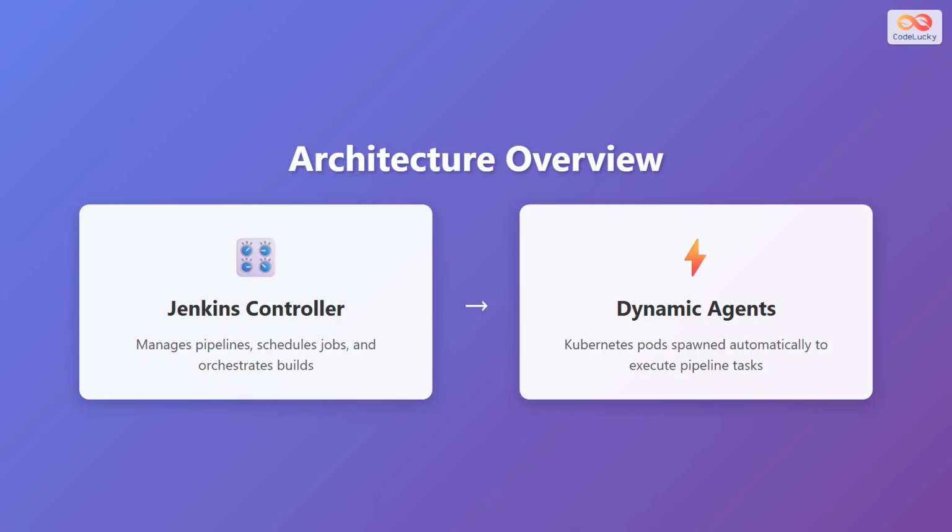The architecture of Jenkins on Kubernetes consists of two main components. The Jenkins controller is the master node that manages your pipelines, schedules build jobs, maintains configuration, and serves the web interface. It runs as a stateful application with persistent storage to preserve your pipeline definitions and build history. The second component is dynamic agents, which are ephemeral Kubernetes pods that execute the actual build tasks. When the controller needs to run a job, it communicates with the Kubernetes API to create a pod. This pod executes the pipeline steps and is automatically destroyed once the job completes, freeing up cluster resources immediately.